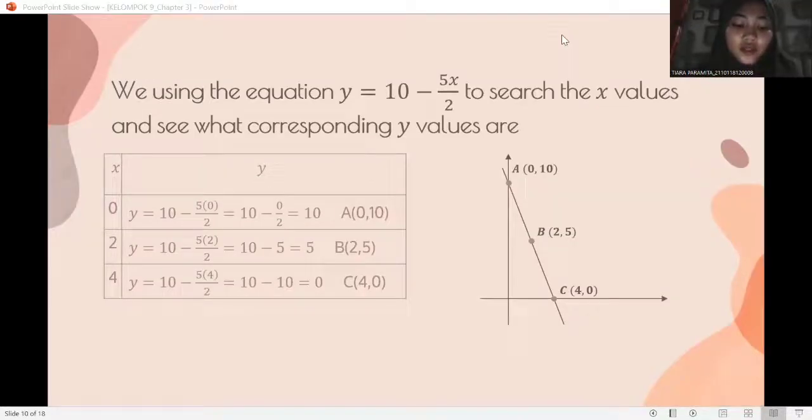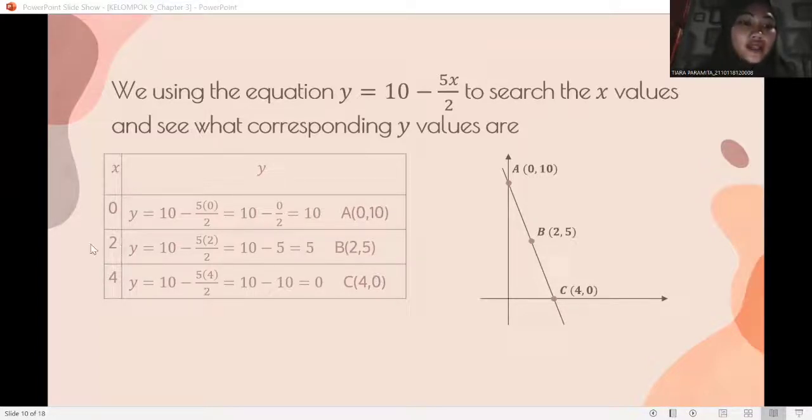Pay attention to the existing table. To find the points, we enter the values x is 0, 2, and 4. For x equals 0, y equals 10. So the point becomes A (0, 10).